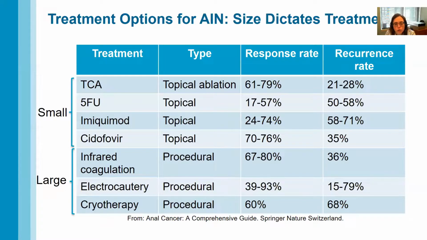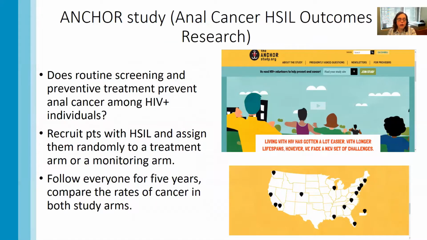An important thing to note is that all of these show similar efficacy in resolving or downgrading HSIL, but all of them, unfortunately, fail to prevent recurrences in most patients. So all patients that are treated require close follow-up with HRA to detect any recurrence early, as recurrences are amenable to therapy. Now, we know that HIV-positive individuals, as we mentioned, are at risk for anal cancer.